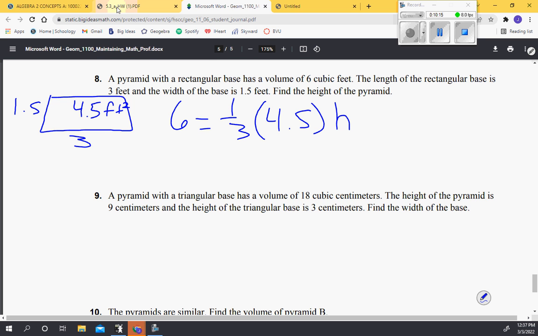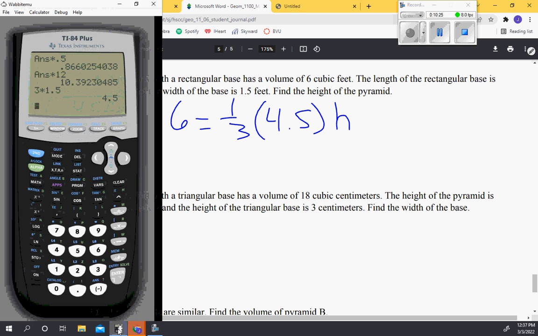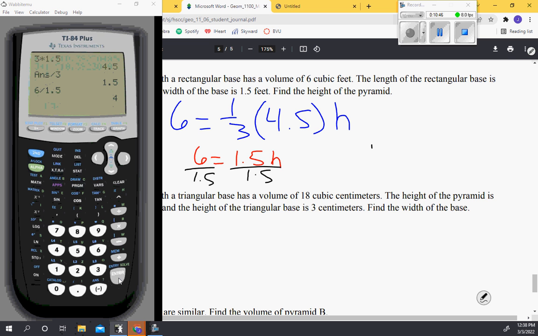The height is what we're trying to find. So this one is a little different. I can't do this one as easily. I'm going to take 1/3 of 4.5. So I'm going to take 4.5 divided by 3. It's the same thing. That's 1.5. So 6 is equal to 1.5h. Let's divide both sides by 1.5. And we get 4. So the height is equal to 4 feet.